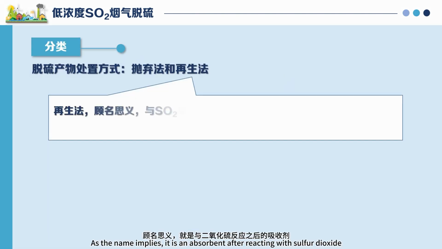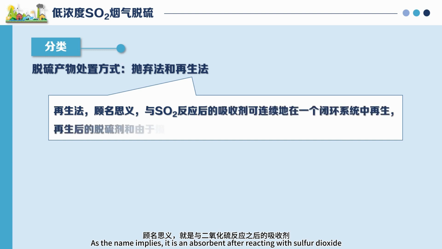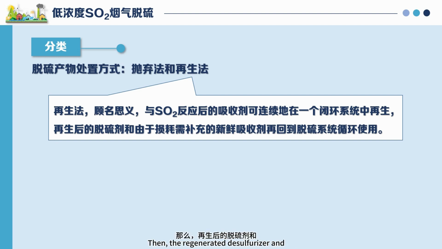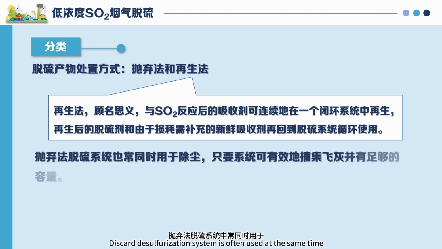In the regeneration method, as the name implies, the absorbent after reacting with sulfur dioxide continuously enters a closed-loop system for regeneration. Then the regenerated desulfurizer, together with fresh absorbent that needs to be replenished due to loss, returns to the desulfurization system for recycling. The discard desulfurization system is often used at the same time.